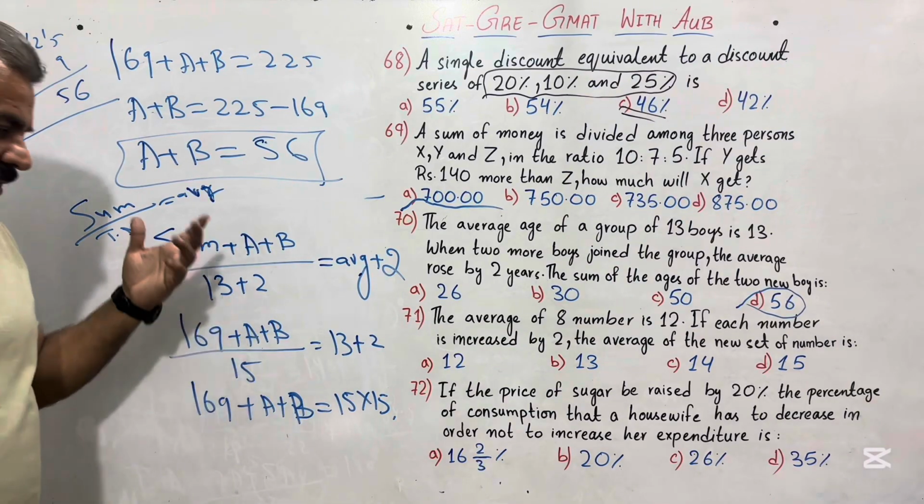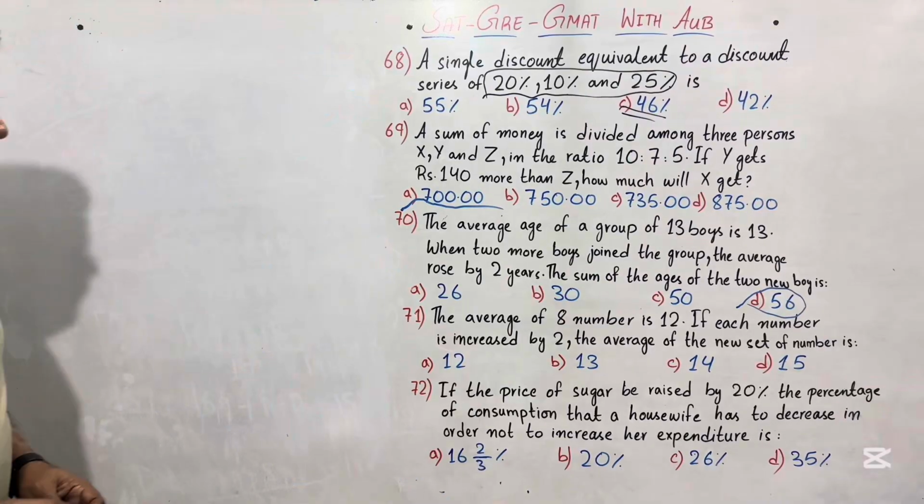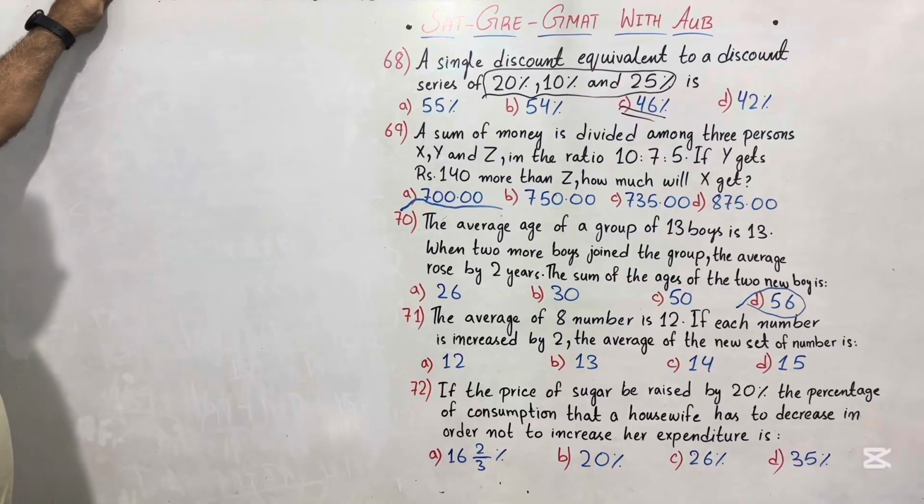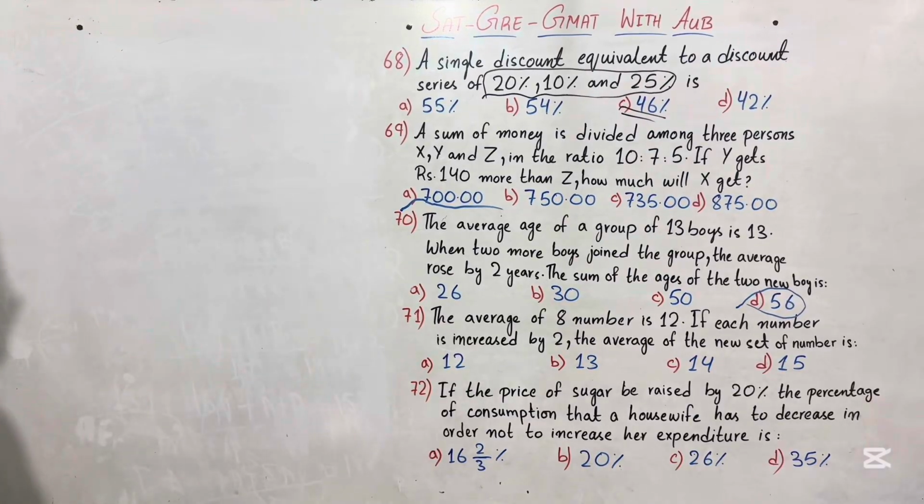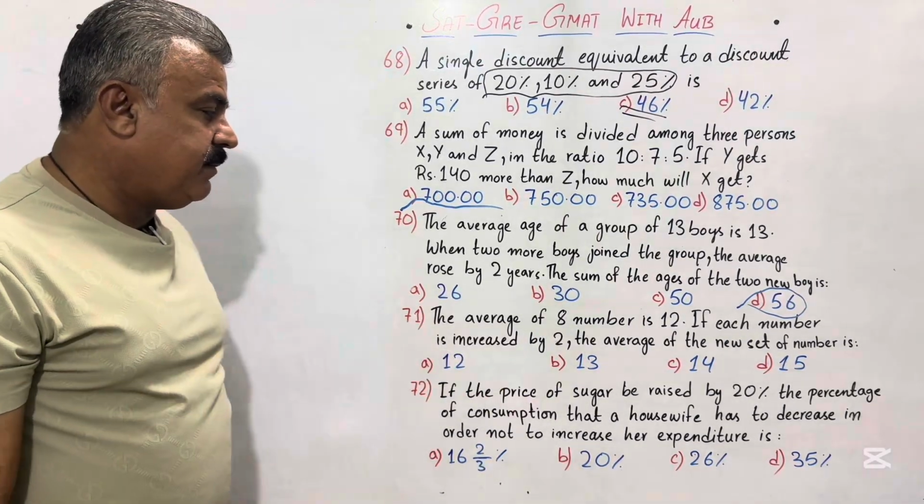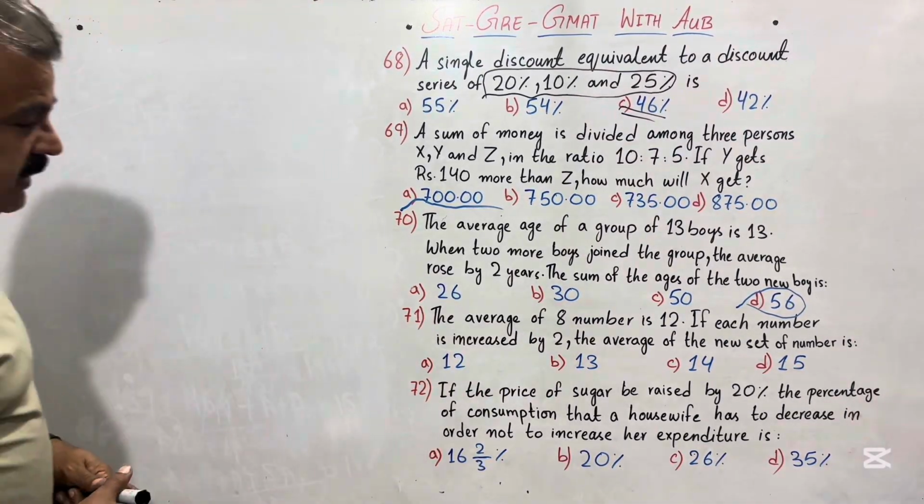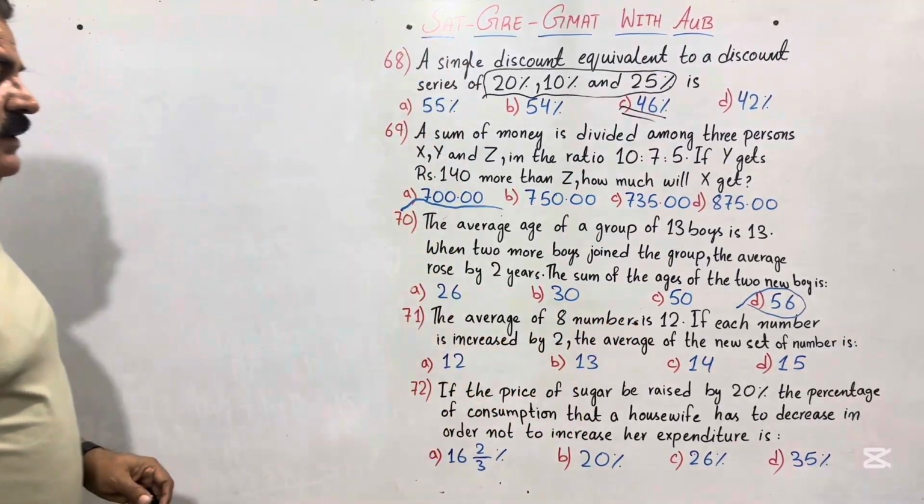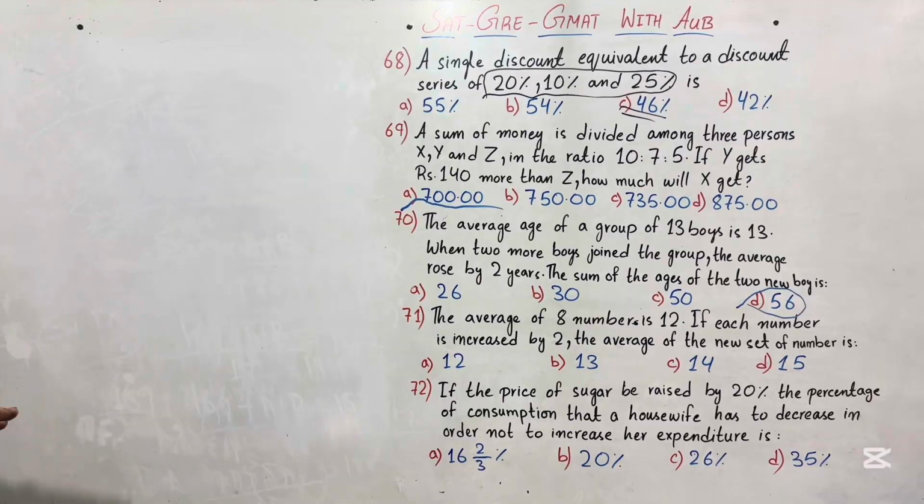Moving towards the next question, question 71. The average of 8 numbers is 12.